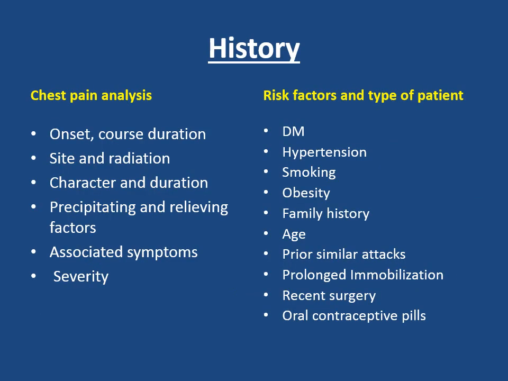So, when we have a patient with chest pain, we must take a detailed history, including chest pain analysis. We must focus on the onset, course, and duration of the chest pain, site and radiation, character, precipitating and relieving factors, associated symptoms, and severity. And we should ask about the risk factors to identify the type of patient, including diabetes, hypertension, smoking, obesity, family history, age, prior similar attacks, prolonged immobilization, recent surgery, or use of oral contraceptive pills.